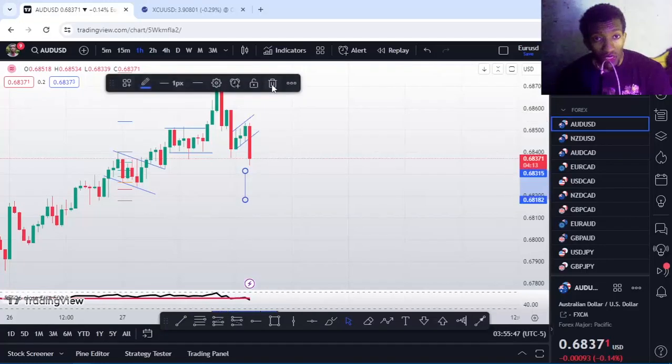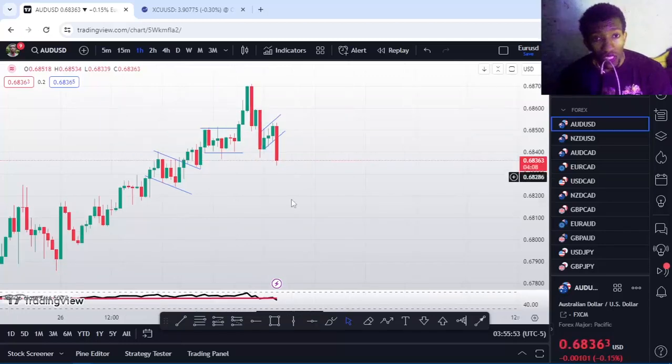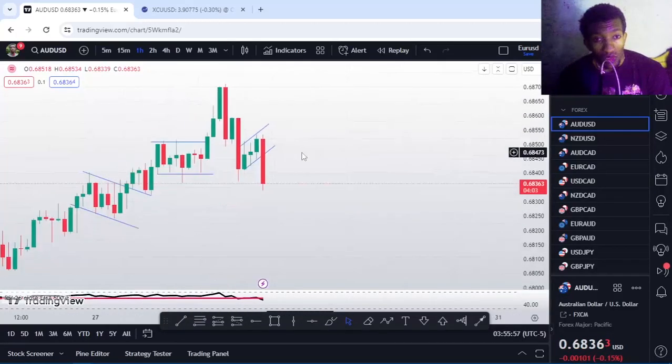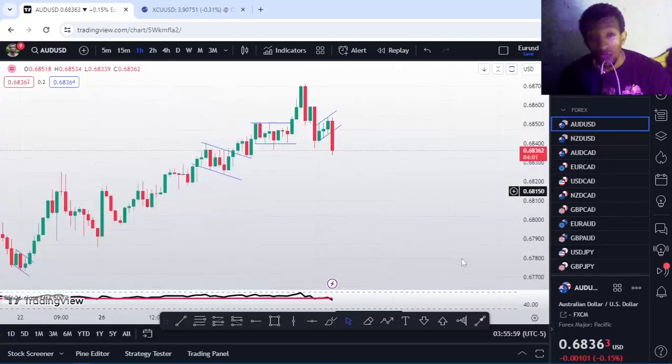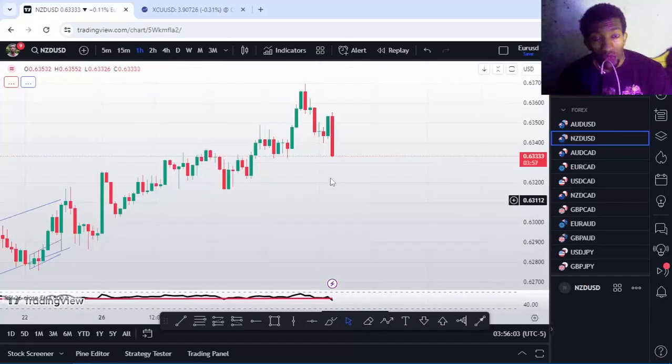So in this case we don't have any trade, so let's just find another one. There was a trade right here a couple of hours before, but now there is no trade. So let's jump to Kiwi dollar.